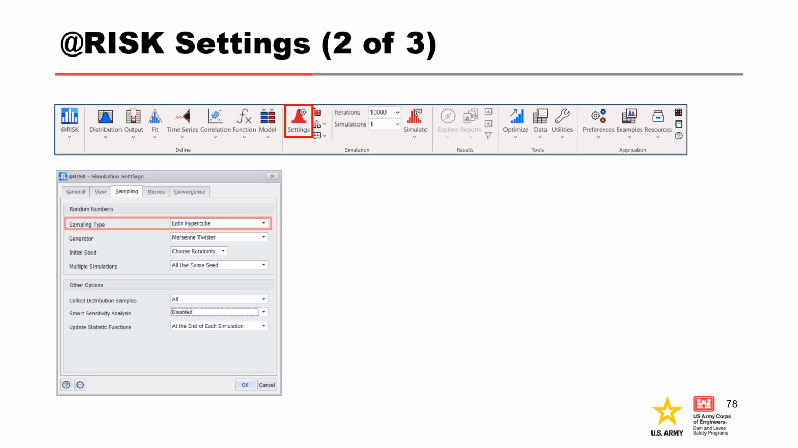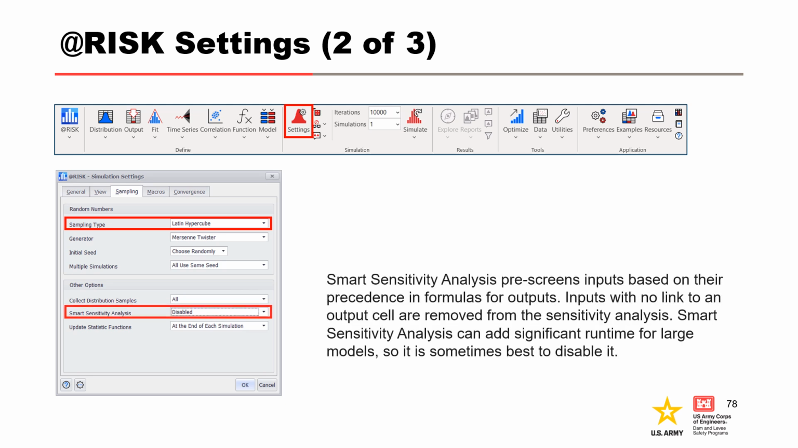On the Sampling tab, you can choose between Latin Hypercube and Monte Carlo. Latin Hypercube is preferred and is the default. It is also a good idea to disable the Smart Sensitivity Analysis under the Sampling tab. Smart Sensitivity Analysis pre-scans inputs based on their precedent and formulas for outputs. Inputs that have no link to an output cell are removed from the sensitivity analysis. This is nice, but the Smart Sensitivity Analysis can add significant runtime for large models, so it is often best to disable it.